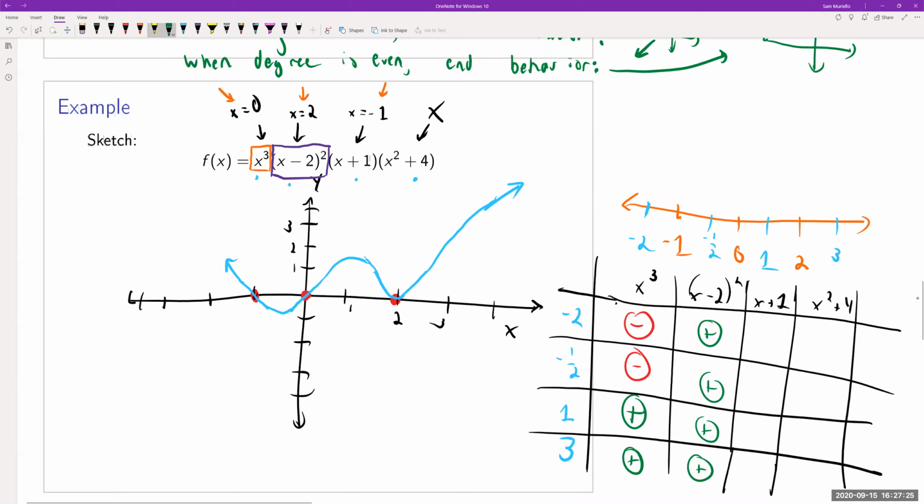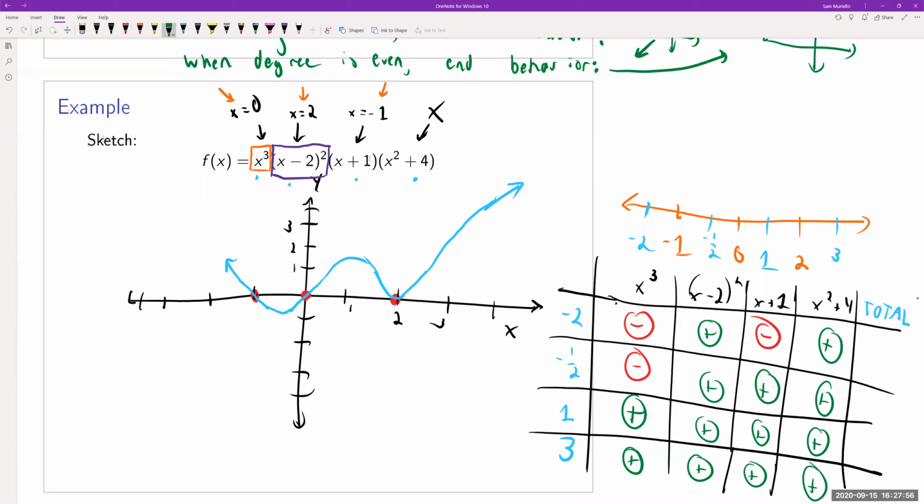X plus 1 will be positive as long as the number that I'm using is greater than -1. Otherwise, it will be negative. And x squared plus 4, well, that will always be positive because I'm adding something squared to a positive number. Therefore, in each of these regions, I can simply count the number of positives and negatives to figure out what the answer is. So we can put maybe a total column here.